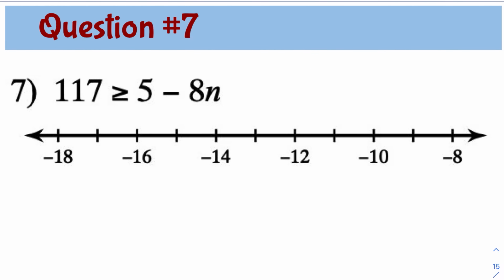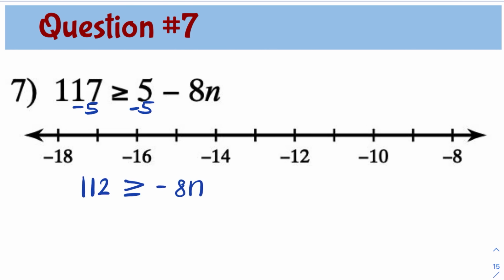Question number 7. 117 is greater than 5 minus 8n. First, we need to subtract 5 from both sides. And the new inequality now is 112 is greater than or equal to negative 8n. The variable n is multiplied by negative 8, so we need to divide both sides by negative 8.